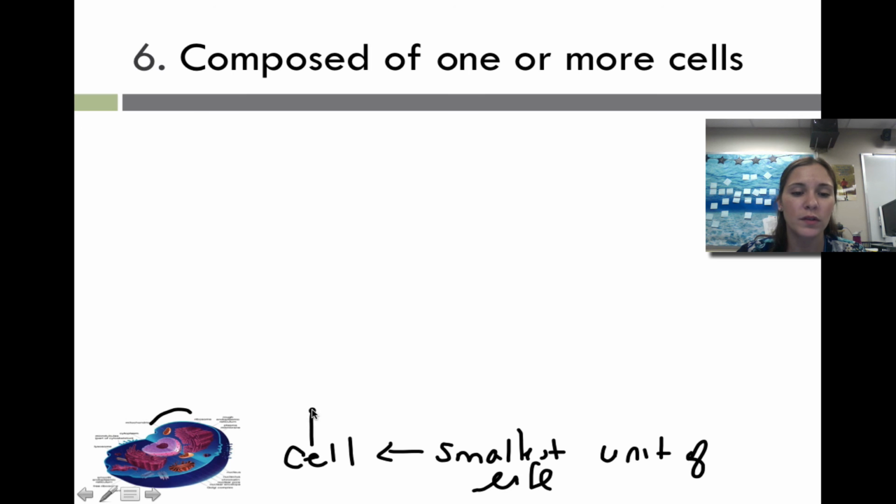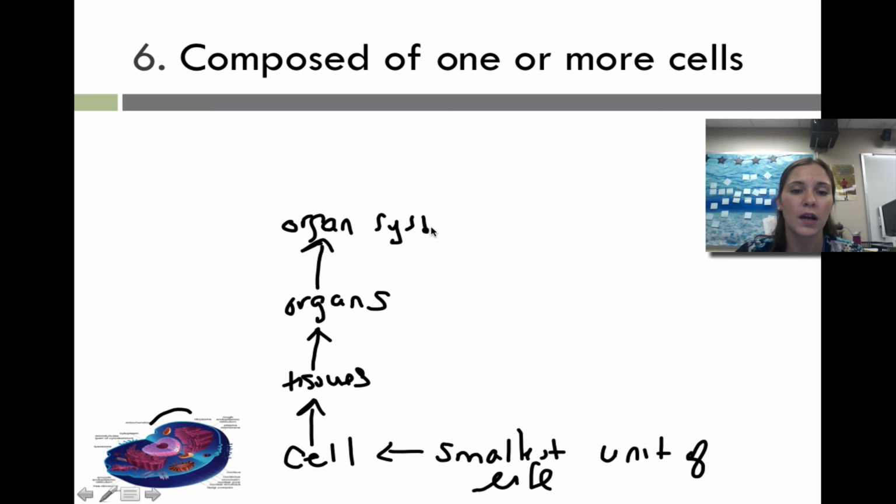When you have groups of cells working together, those form tissues. When you have groups of tissues that work together and are similar in function, they form organs, like your heart. When you have organs working together, then you form organ systems, right? Like your brain and spinal cord, which form your nervous system.